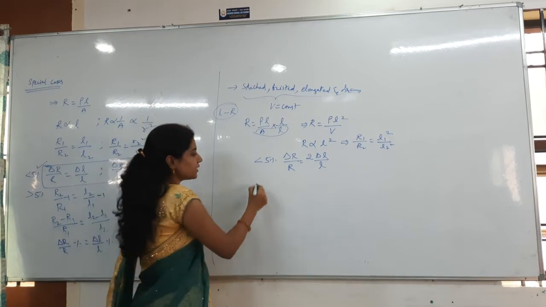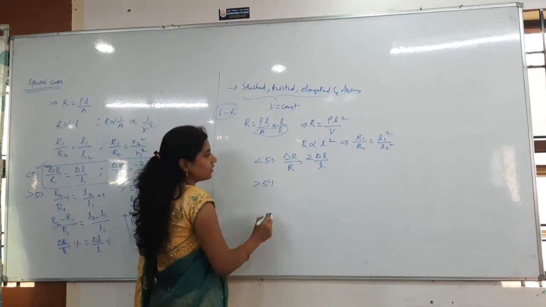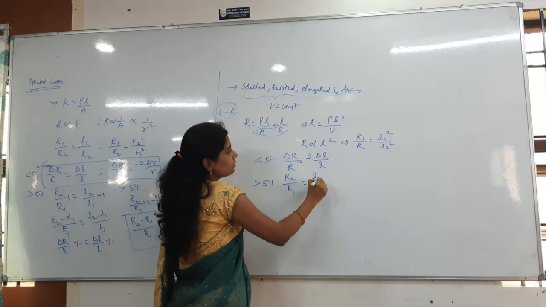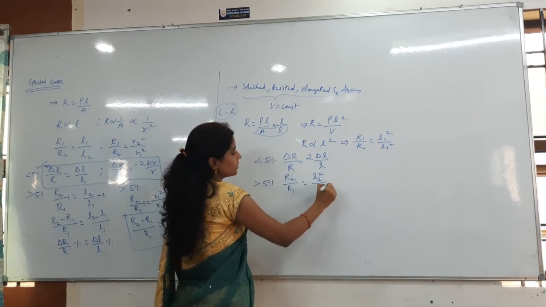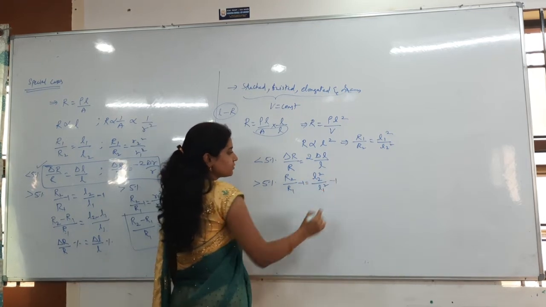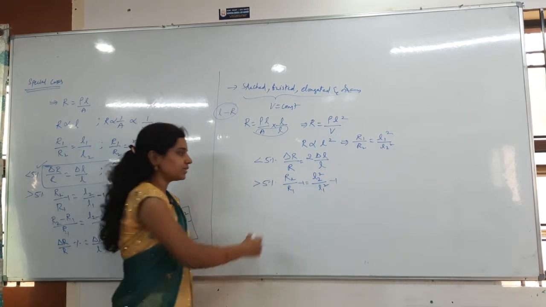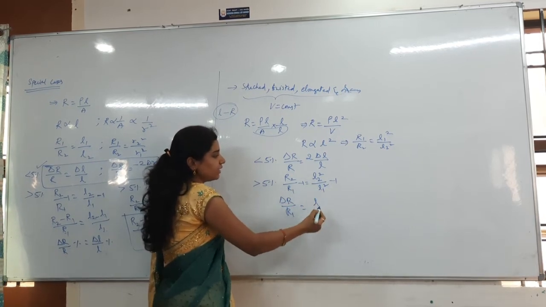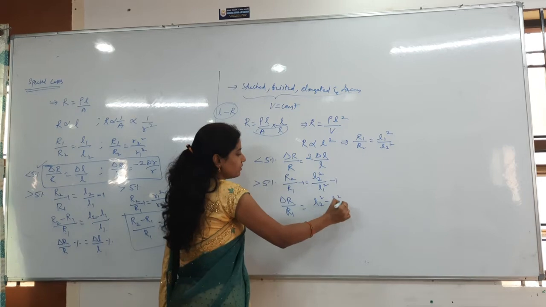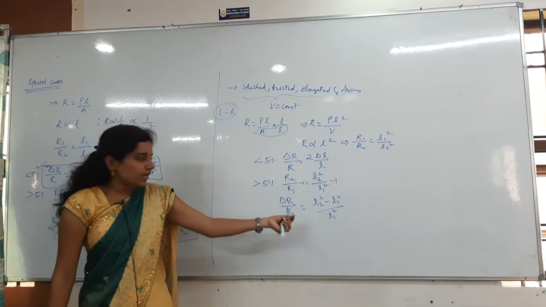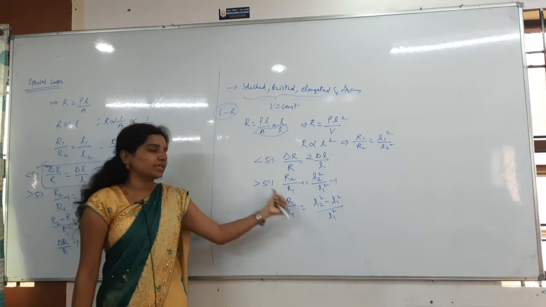Now, if the percentage change is greater than 5, then what do you have to do? R2 by R1 is equal to L2 square by L1 square. Then what do you have to do here? Minus 1, simply. Minus 1, minus 1. Then you will get the answer as delta R by R1 is equal to L2 square minus L1 square by L1 square. That is the answer whenever the percentage change is greater than 5.